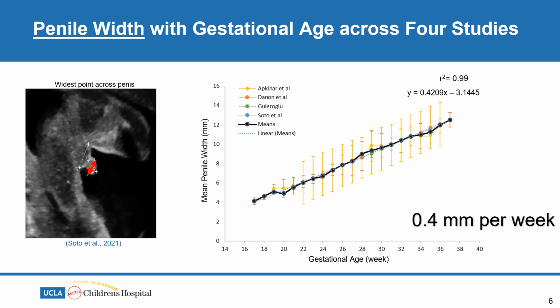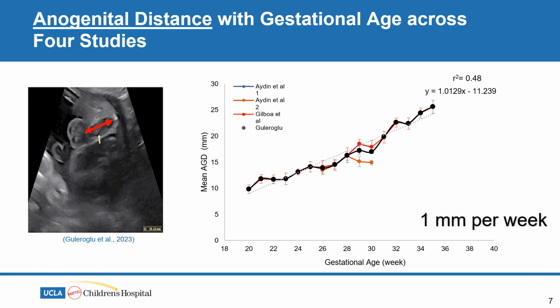In looking at penile width, the regression showed a good fit with a high R-squared of 0.99, and penile width was estimated to increase around 0.4 millimeters per every week of gestation. There is less observed variability around the anogenital measurements than for penile length or width, as you can see by the shorter whiskers around the means, but there was more variability between studies as demonstrated by the smaller R-squared of 0.48, and the anogenital length increased by an average of 1 millimeter per week of gestation.